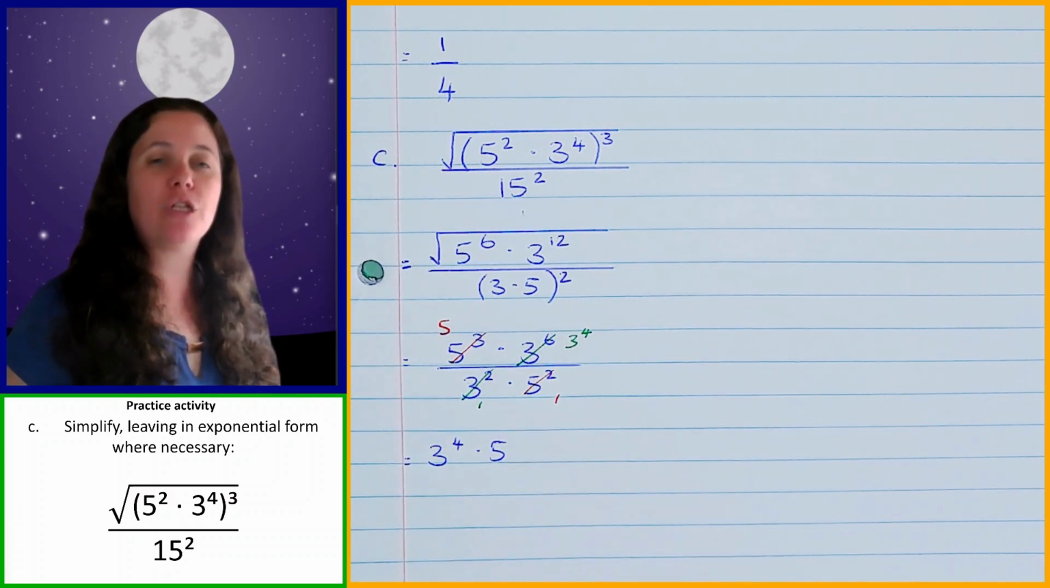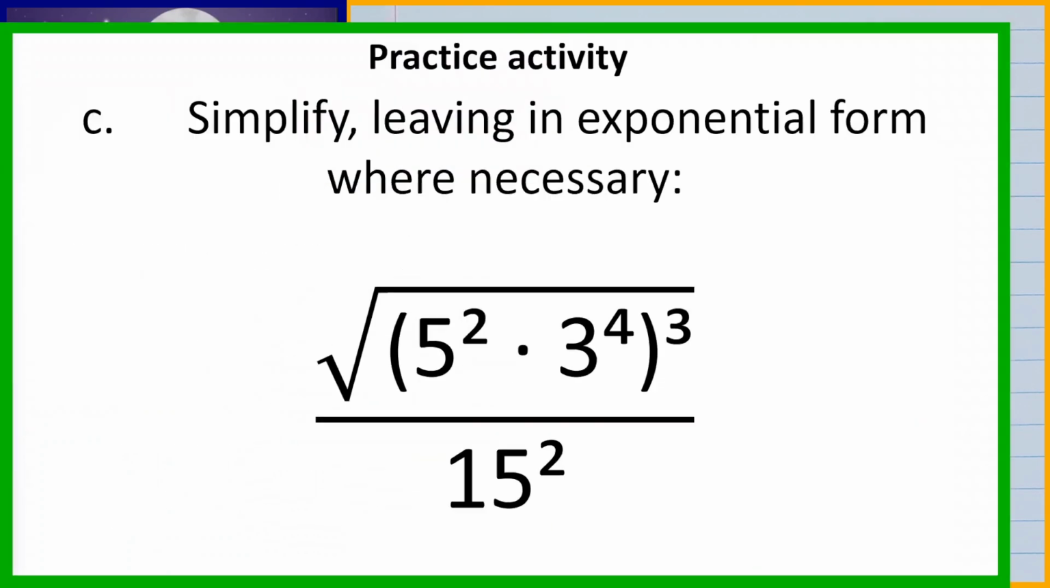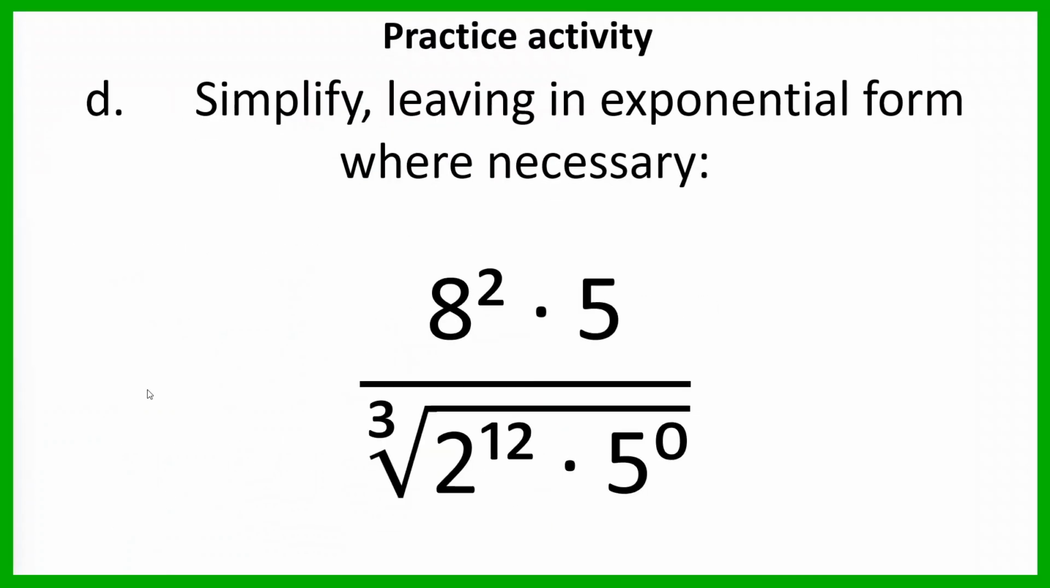Okay, so now we're going to go on to the last question for today. In question D, you have got 8 squared times 5 in the numerator of your fraction, and in the denominator, you've got the cube root of 2 to the power of 12 times 5 to the power of 0. I'm going to give you 2 minutes for this question as well.